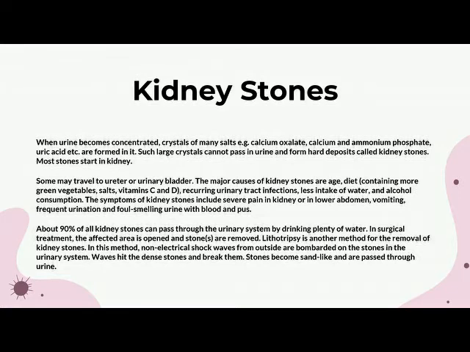The major causes of kidney stones are age, diet containing more green vegetables, salts, vitamin C and D, recurring urinary tract infection, less intake of water, and alcohol consumption. The symptoms of kidney stones include severe pain in kidney or in lower abdomen, vomiting, frequent urination, and foul smelling urine with blood and pus. So these are the symptoms and causes of kidney stones.